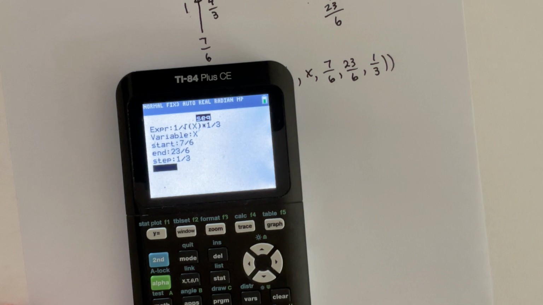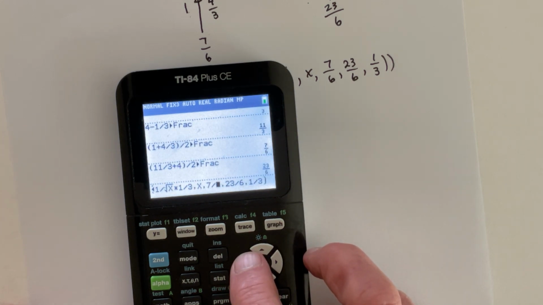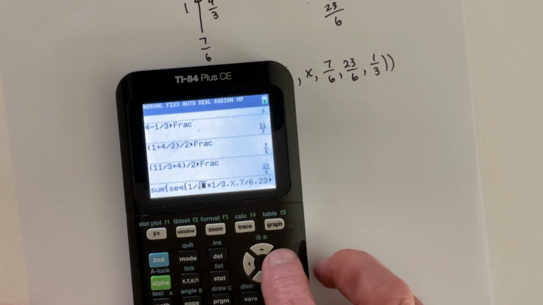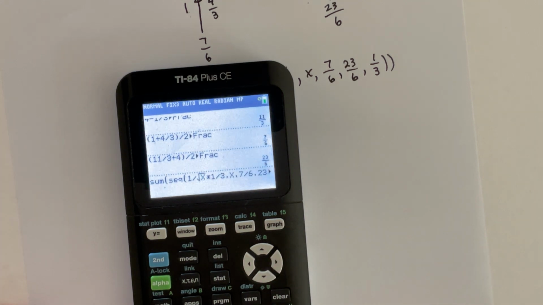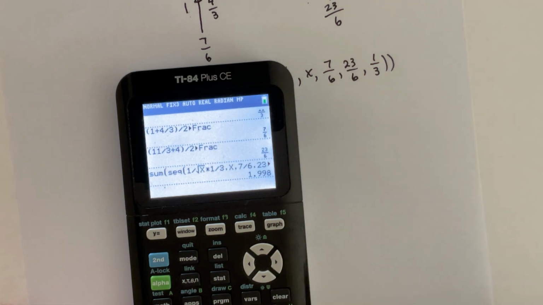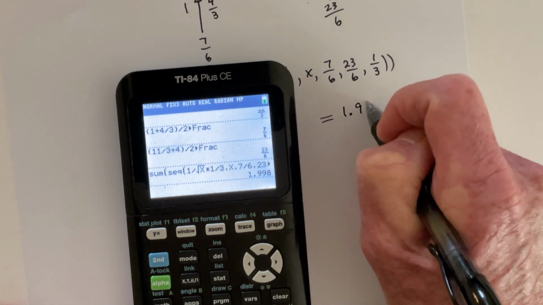If you have an older calculator, then it would just expect you to type this in yourself with commas in between. So the sum sequence, and then here it is with the commas, you just type it yourself. And then the final answer is 1.998. So party like it's 1998.